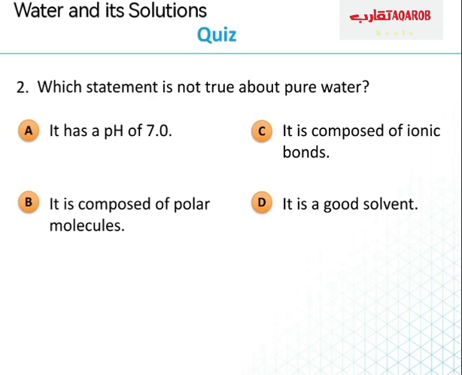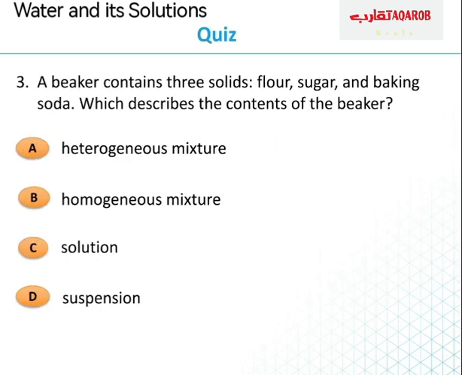Which statement is not true about pure water? A, it has a pH of 7. This is correct. The normal pH for pure water is 7. B, it is composed of polar molecules. For sure, it's composed of polar molecules because water is polar. C, it is composed of ionic bonds. D, it is a good solvent. What do you think? Do you think it's C? That's amazing. It is composed of ionic bonds, which is not true. It's not an ionic bond, it's covalent, and there is also hydrogen bonding.